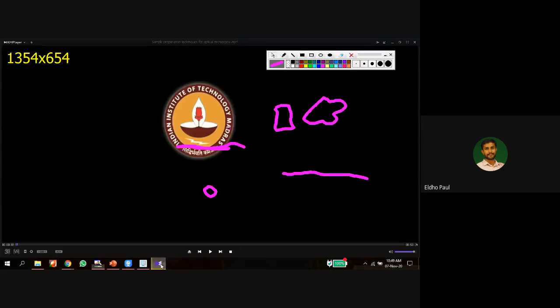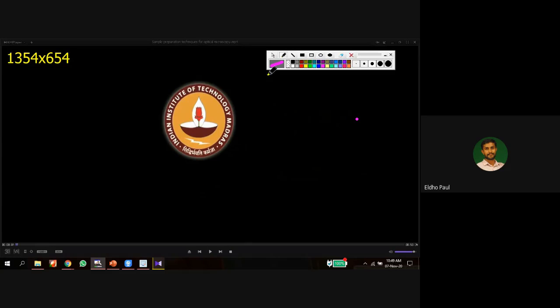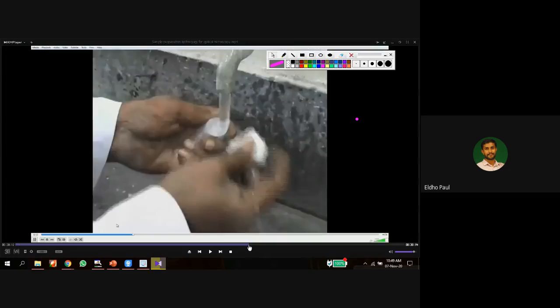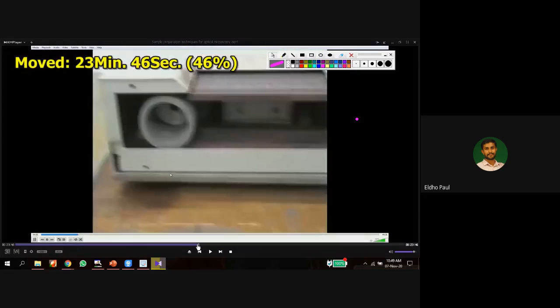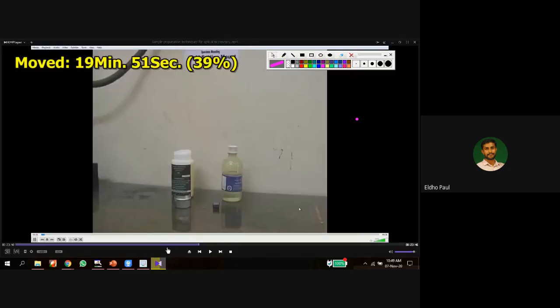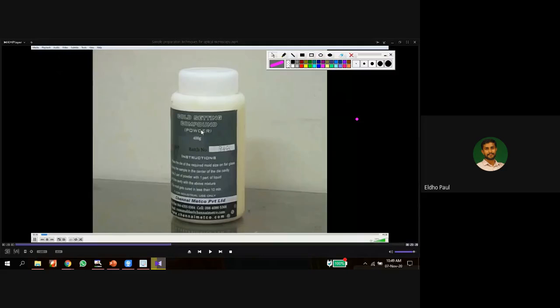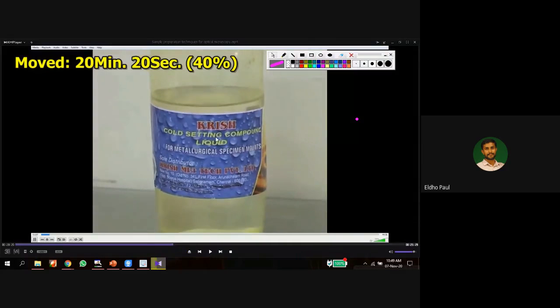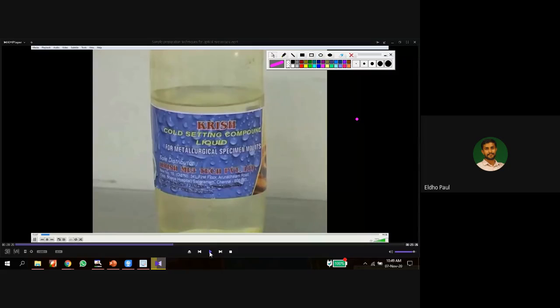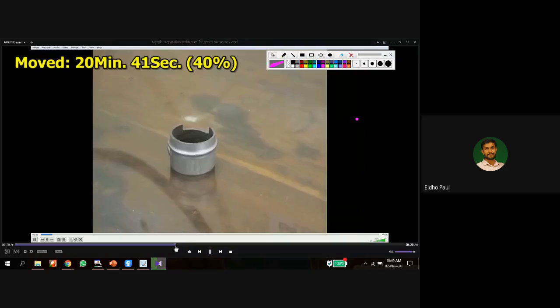I will show a video of how this mounting is done. Mounting process of the specimen. So this is the mounting process. This is the chemical or powder which is used for mounting. There are two chemicals used. This other one is called the setting chemical, a liquid. Both are mixed together.